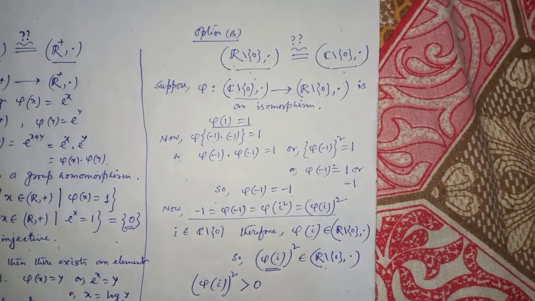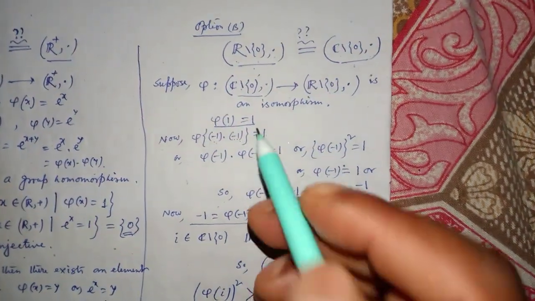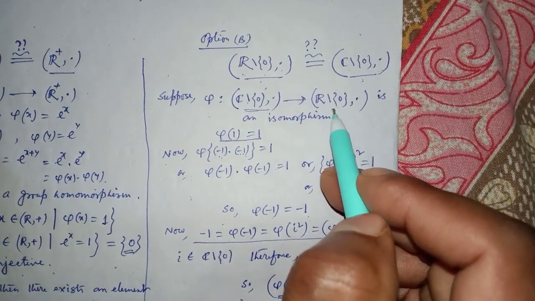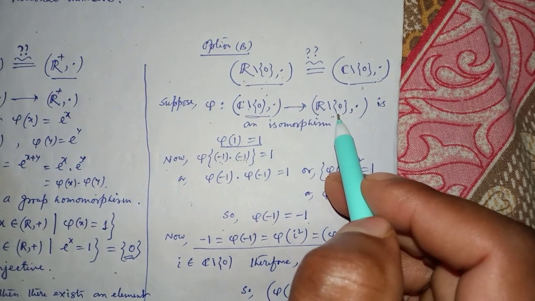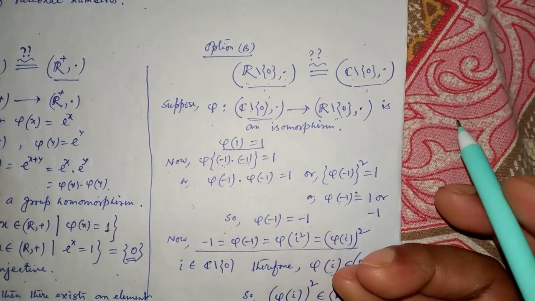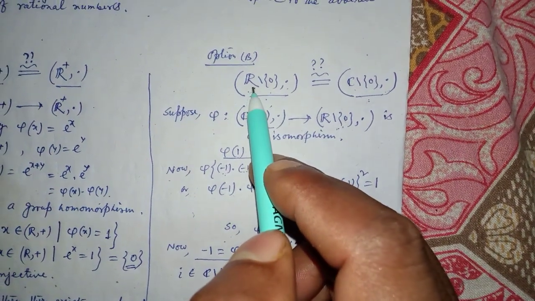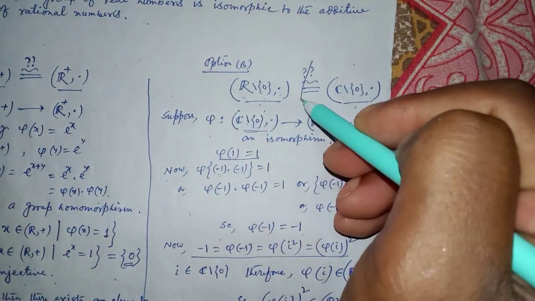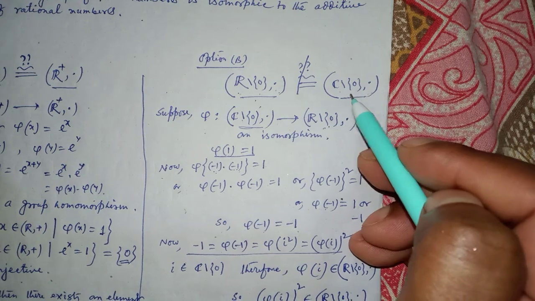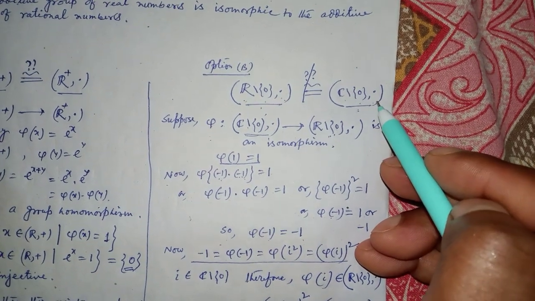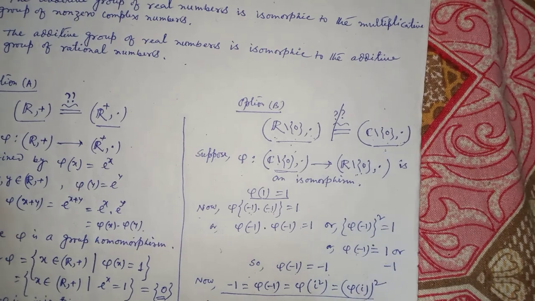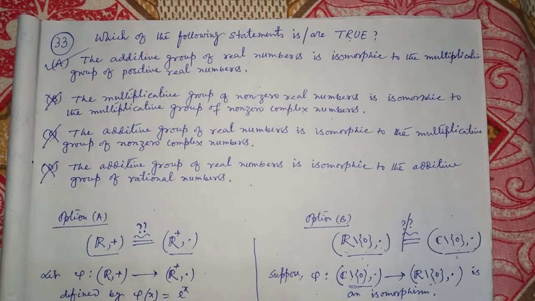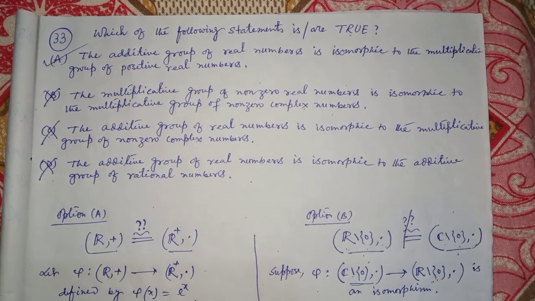Therefore there does not exist an isomorphism phi from the group of non-zero complex numbers to the group of non-zero real numbers with respect to multiplication. So the group of non-zero real numbers with respect to multiplication is not isomorphic to the group of non-zero complex numbers with respect to multiplication. So option B is also false. Therefore option A is the only correct option. Thank you.